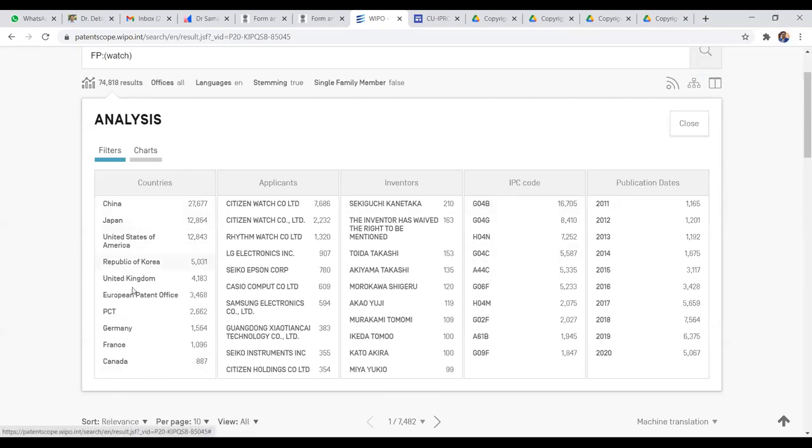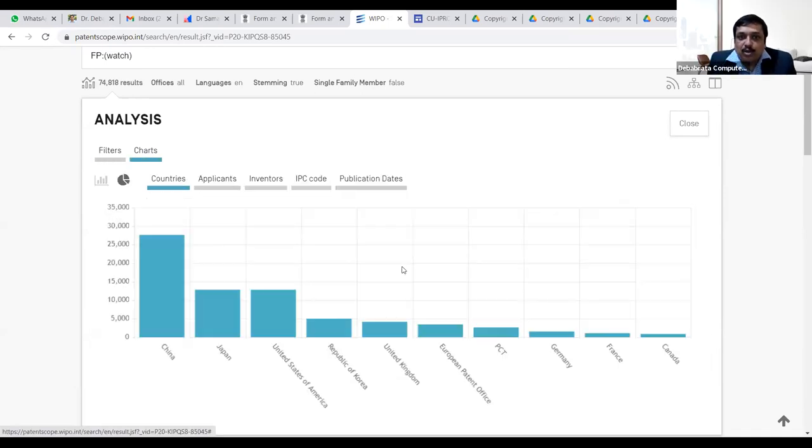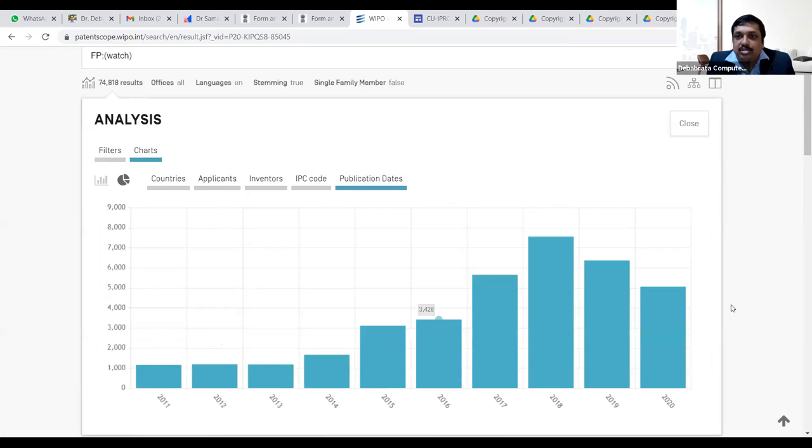Here you can easily understand which country is going for the particular research, and by date you can conclude that 2018 had the maximum number of research in terms of patent filing, but now it is decreasing over the remaining years. So you can conclude that, okay, this is not the current trend of watch research. That way you can predict and convert a few theoretical parts into practical mode. You can go to that level also.